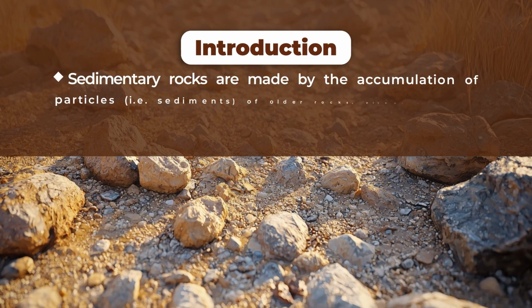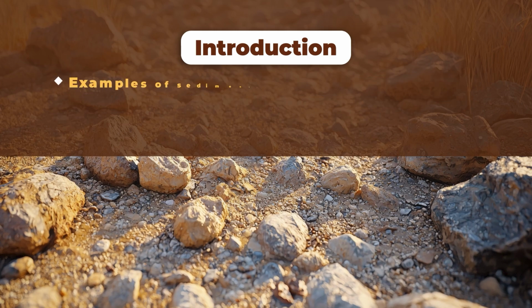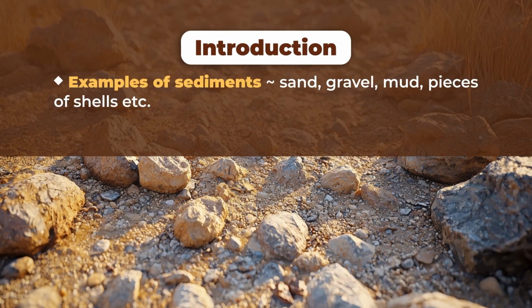So, learners, by now we all know that sedimentary rocks are made up of accumulation of particles of older rocks either as clast or as mineral grains. They are chemically or biogenically precipitated. And some of the examples of sediments are sand, gravel, mud, and also pieces of shells. So, now let us discuss the classification of sedimentary rocks.